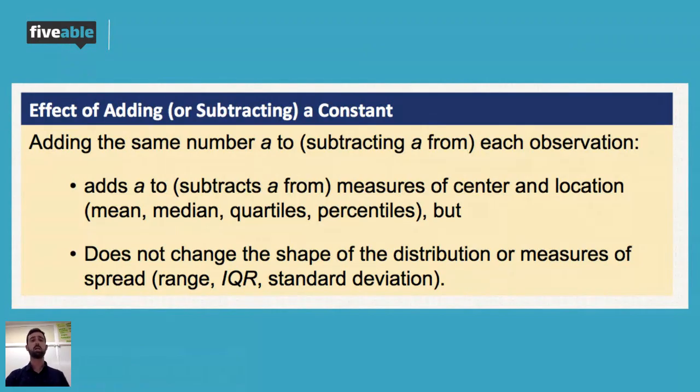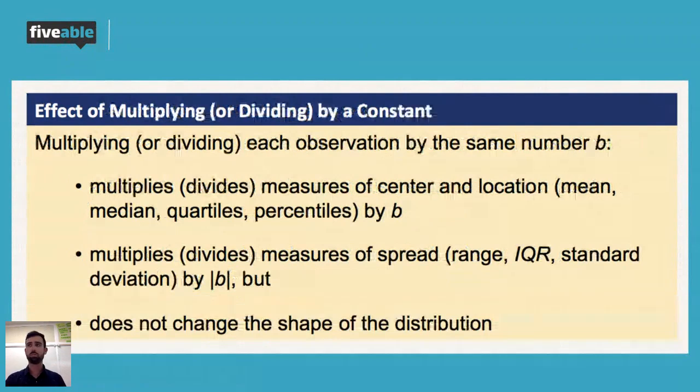Last but not least, multiplying or dividing an observation by a number is going to do a couple things. First, it's going to change the center and locations by a multiple or a dividing by whatever number you have. The second thing it's going to do is change the spread, but it's going to change it by the absolute value of whatever you divided by or multiplied by. That's super, super important. I would highlight that.